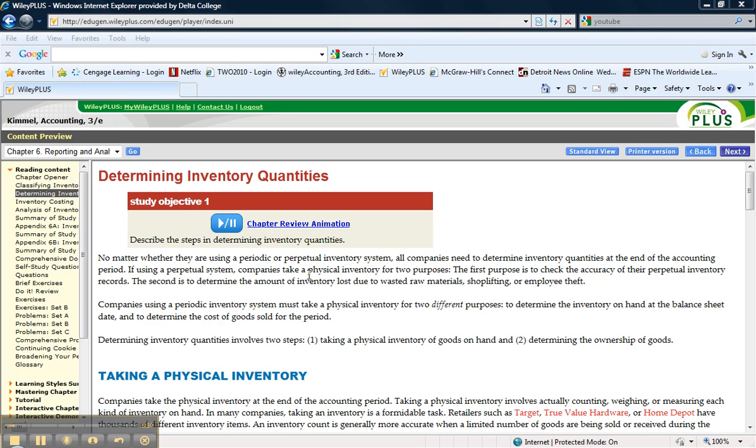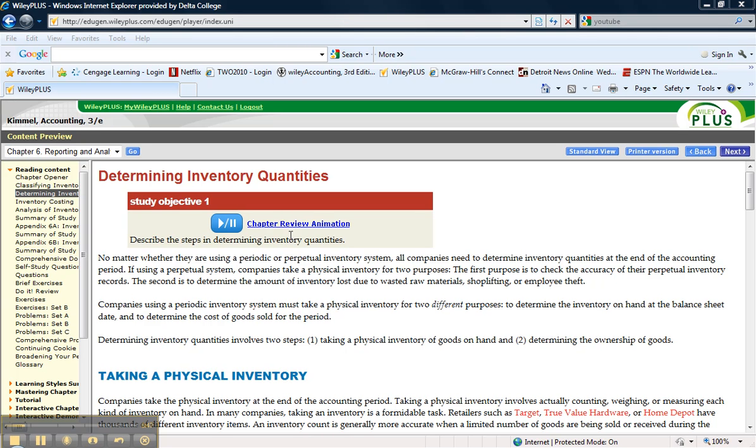So at the end of every accounting period, companies have to count their inventory, and that will help them determine how much inventory they have on hand and therefore how much cost of goods sold they have for the period. In this chapter, we get at costing inventory. How do you put a cost to the inventory balance that you have at the end of any given accounting period?